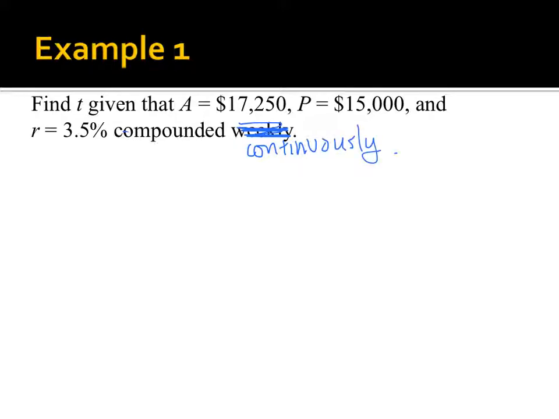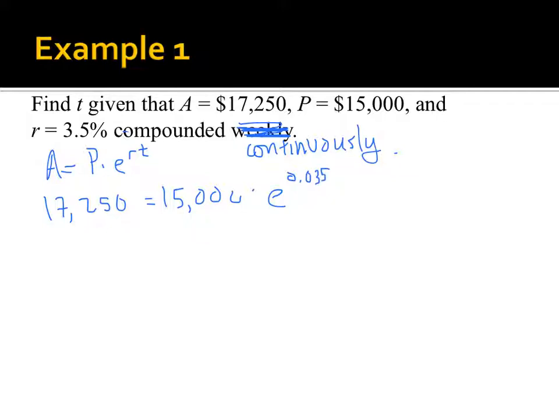And so again, pause, write down the formula, see if you memorized it. The formula is A equals P times E to the RT. In this case, we know A is 17,250. We know P is 15,000. We know the R is 0.035. And what they want to know is T. You don't have to worry about N. And it turns out that most of the steps for solving this are the same. It's just going to be a little shorter.